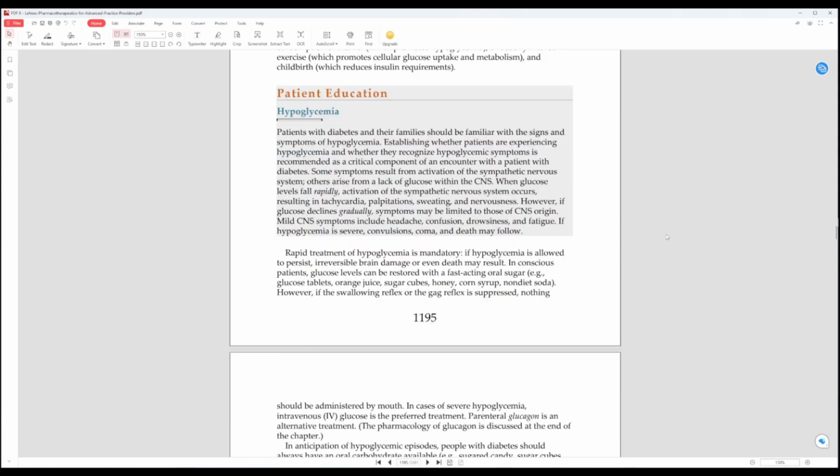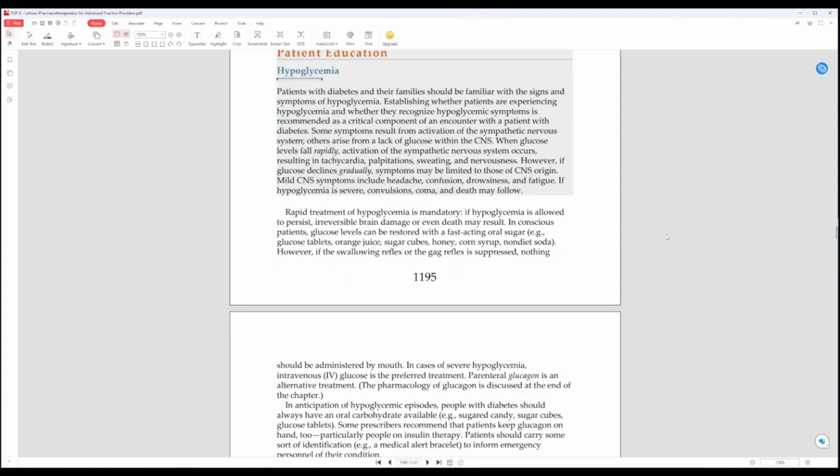So, patient education that we would give on hypoglycemia. A patient with diabetes and their families should be familiar with the signs and symptoms of hypoglycemia. Establishing whether patients are experiencing hypoglycemia and whether they recognize hypoglycemic symptoms is recommended as a critical component of an encounter with a patient with diabetes. Some symptoms result from the activation of the sympathetic nervous system. Others arise from a lack of glucose within the CNS.